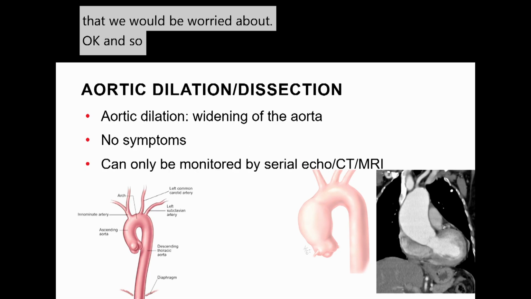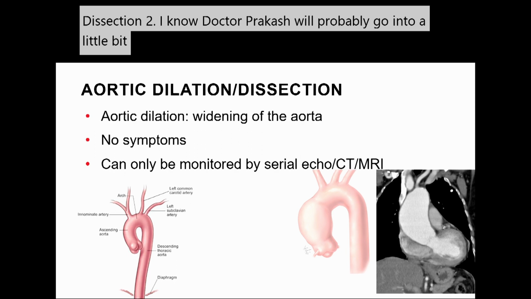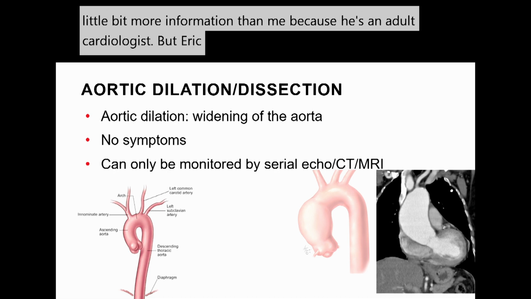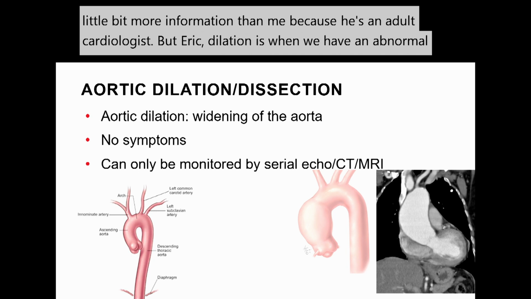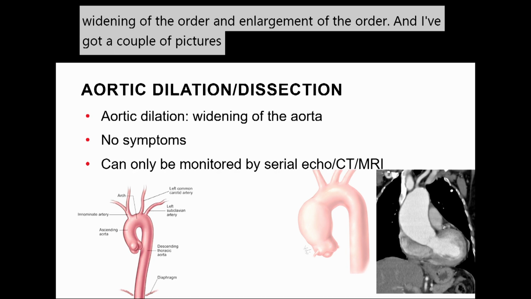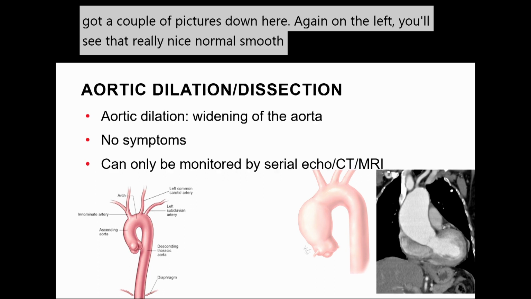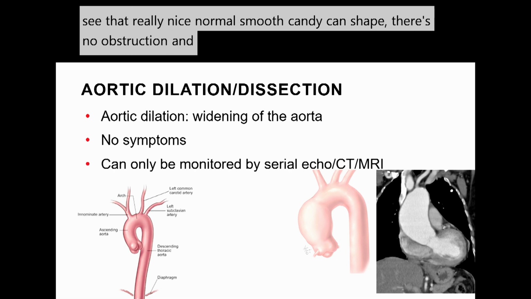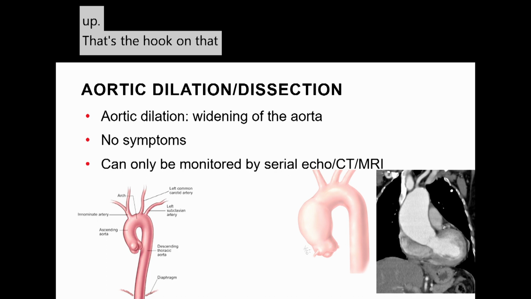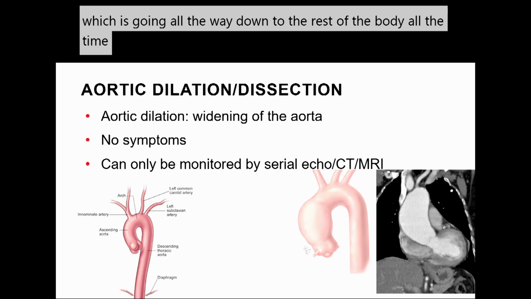Okay, and so we'll talk a little bit about aortic dilation and dissection too. I know Dr. Prakash will probably go into a little bit more information than me because he's an adult cardiologist. But aortic dilation is when we have an abnormal widening or enlargement of the aorta. And I've got a couple pictures down here. Again, on the left, you'll see that really nice, normal, smooth candy cane shape. There's no obstruction. The ascending aorta, which is the hook on that candy cane, and the descending aorta, which is going all the way down to the rest of the body, all look to be about the same size.